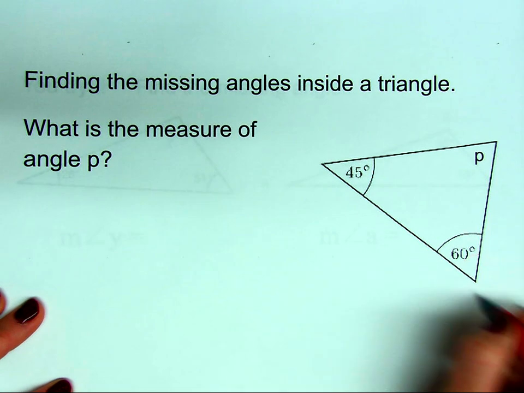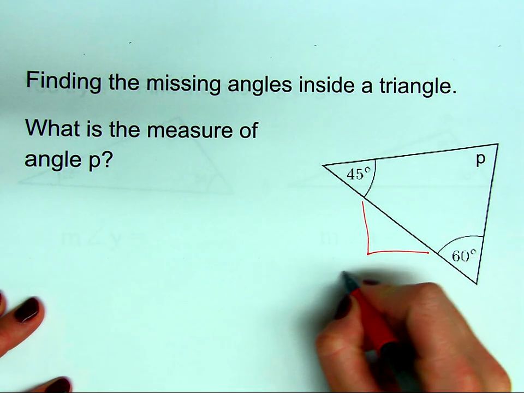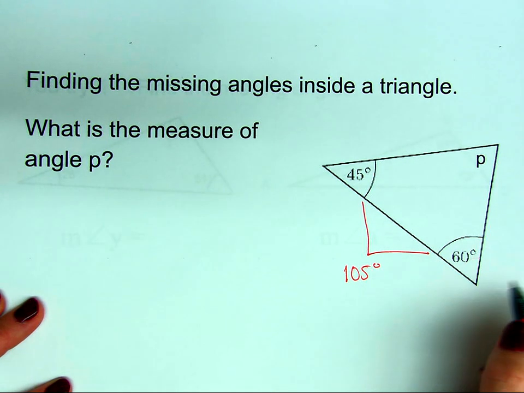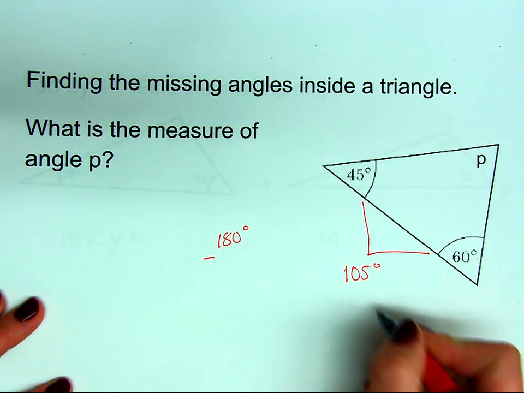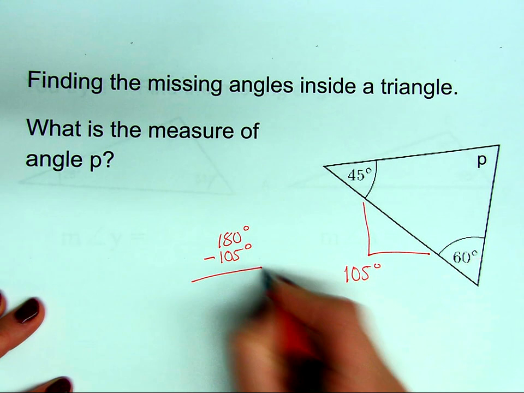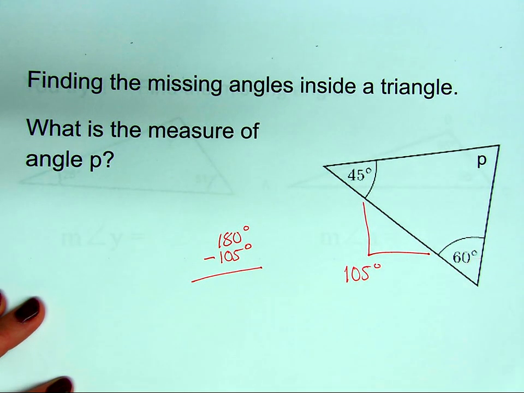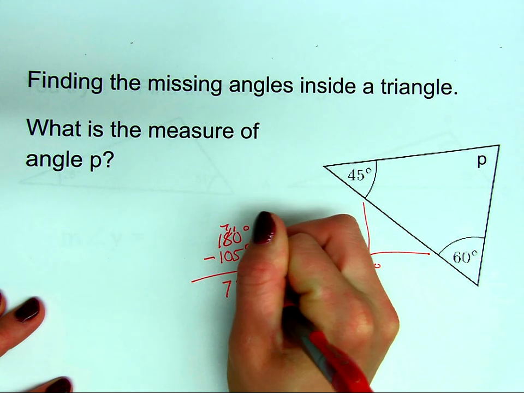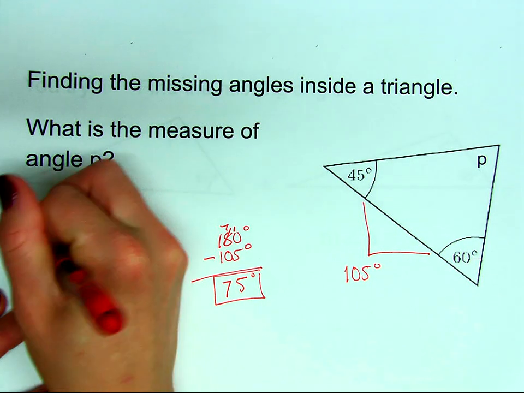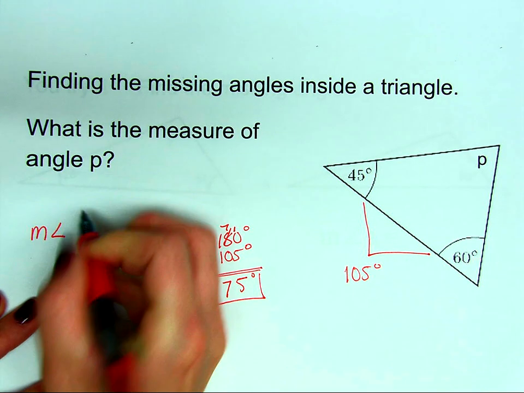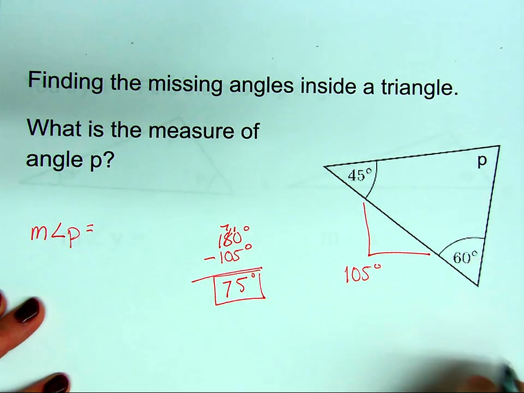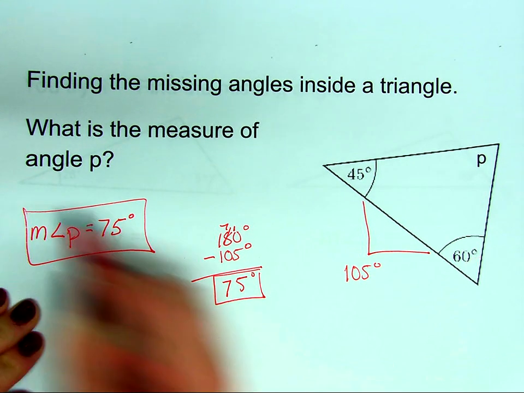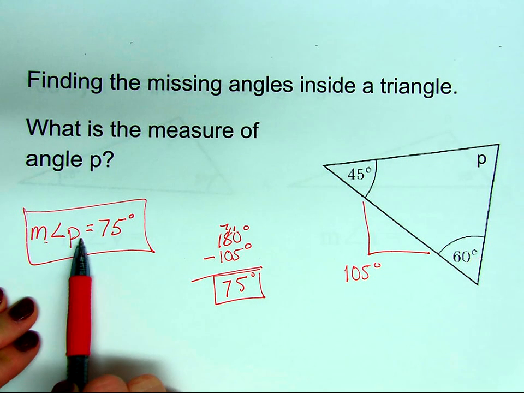Okay, so 45 plus 60, those combine to make 105 degrees. So if the three of them have to make 180 degrees, I can subtract the 105 that we already have to figure out what P should be. So the measure of angle P is going to equal 75 degrees. That's just notation on how to write your angles. The measure of angle P equals 75 degrees.